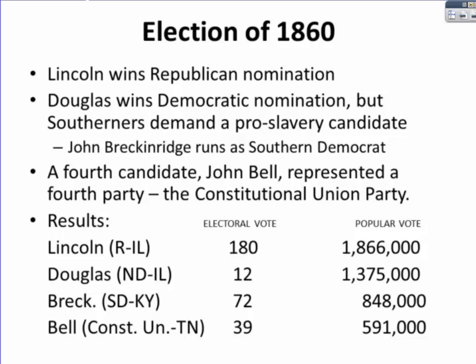Had Breckinridge not broken from the Democratic nomination, and had Bell not run under the Constitutional Union Party, it is quite possible, quite likely in fact, that Stephen Douglas would have defeated Abraham Lincoln, slavery would have been safe for at least another 4 years, and the Civil War would likely not have broken out.